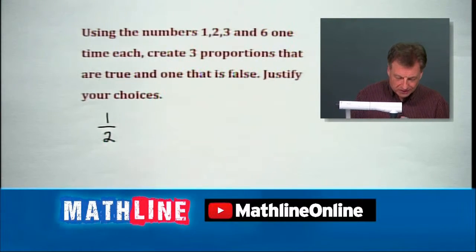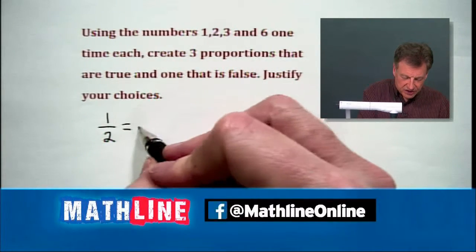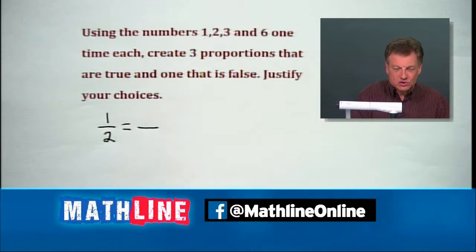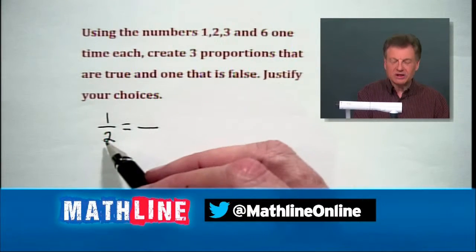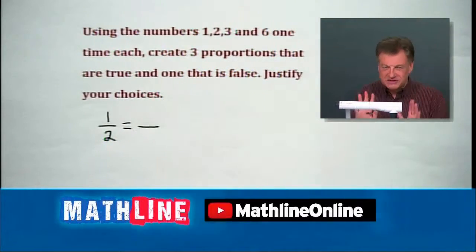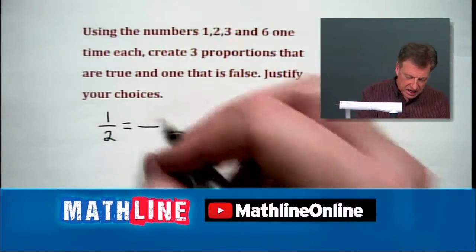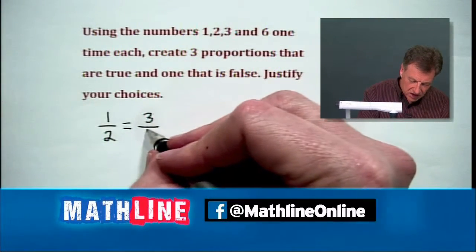I need to figure out how to put the other two integers we got there, the 3 and the 6, to make this a true statement. Okay, I want to make it true. We're going to have a chance for false, but let's get the true ones out of the way first, all right? So we got 1/2, and we're going to have 3 over 6.